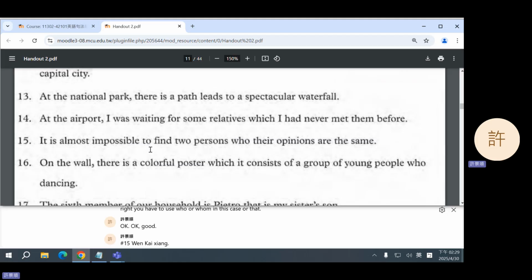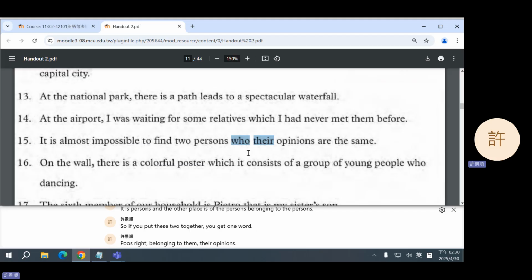凯翔在吗? Yes, number 15. It is almost impossible to find two persons who their opinions are the same. Do you see the problem? Here. Not that. In one place it is "persons," in the other place it is "of the persons," belonging to the persons. So if you put these two together, you get one word. "Whose," right? Belonging to them, their opinions.